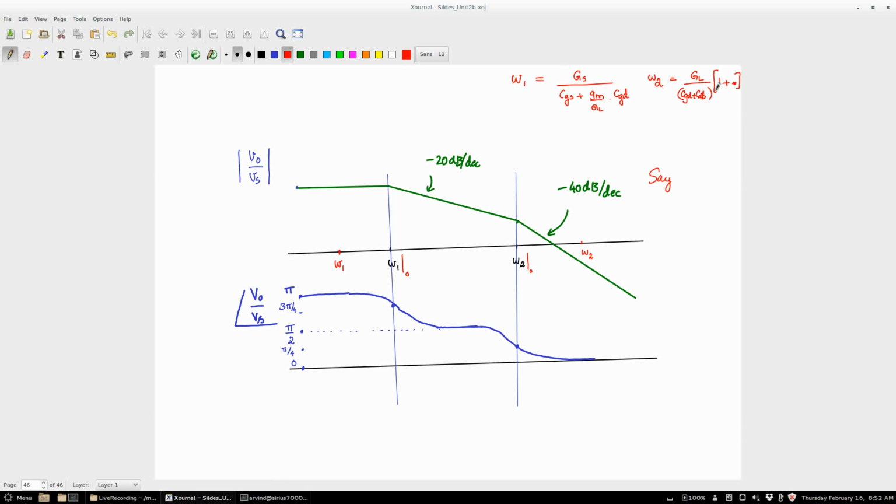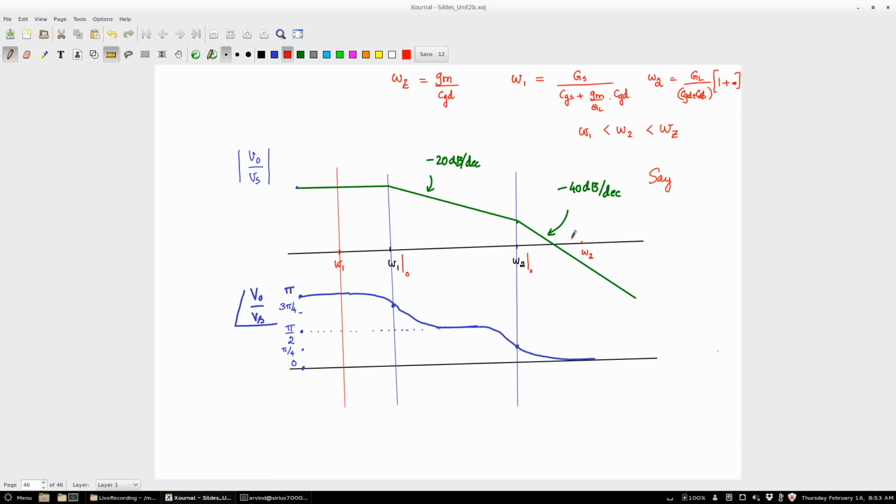No, the magnitude will be this only, right? Your omega 2 would be GL divided by something. Okay, so 1 plus something. So this was GD plus CD. Correct? I am not filling that up because I don't have space. So it is reasonable to expect that omega 1 is less than omega 2 less than omega Z. Right? What is the omega Z?